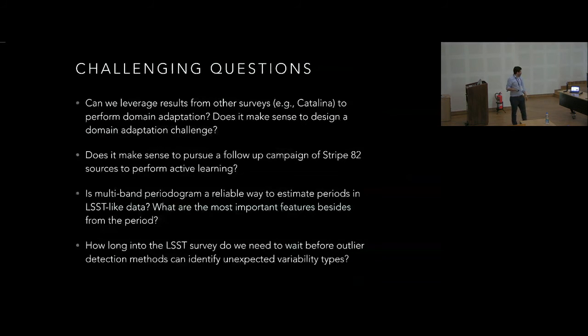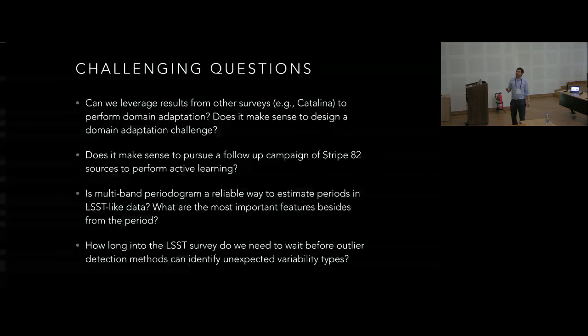I just wanted to leave you with some additional questions regarding this problem I've presented here. One thing is, in terms of the data challenge that we're planning to do, can we leverage results from other existing surveys that already have labels, for example the Catalina survey or whatever, to propose a domain adaptation challenge? Do we want people to try different domain adaptation techniques to do classification on either our data set or, in the future, LSST?